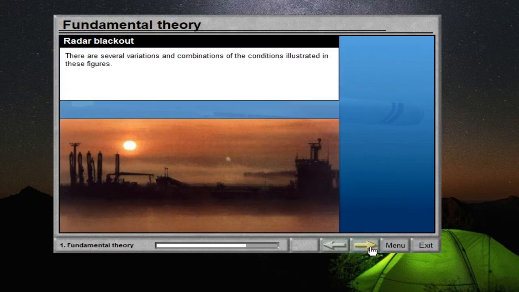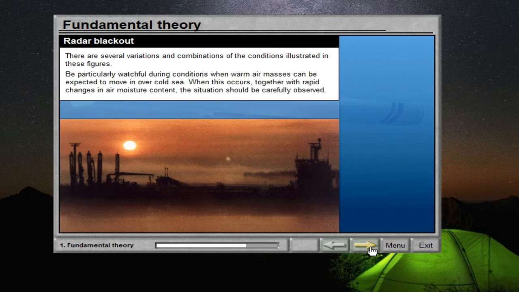There are several variations and combinations of the conditions illustrated in these figures. Be particularly watchful during conditions when warm air masses can be expected to move in over cold sea. When this occurs, together with rapid changes in air moisture content, the situation should be carefully observed.